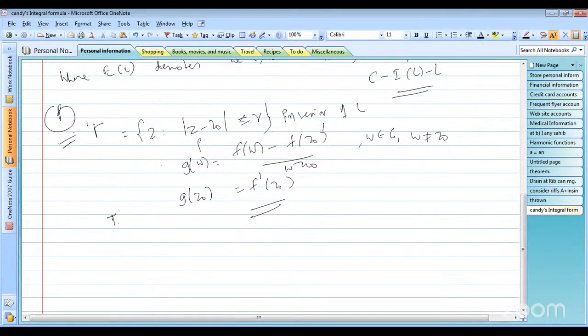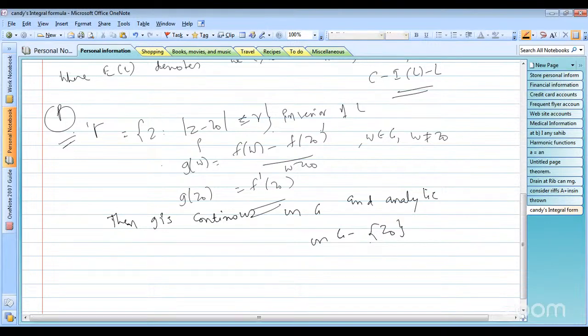Even though we are taking here, then G is continuous on G and analytic on G, we are taking here G minus Z naught. So we are taking from the earlier ones also. What is the G minus Z naught? The earlier one, what we have taken in the earlier theorem, Cauchy's theorem of the convex set.